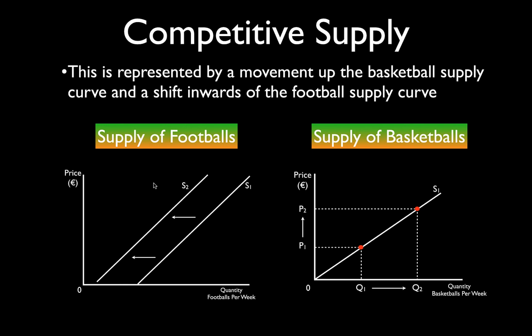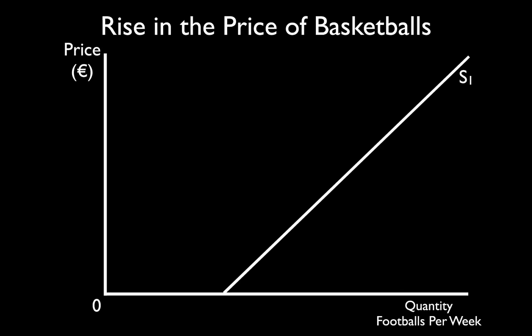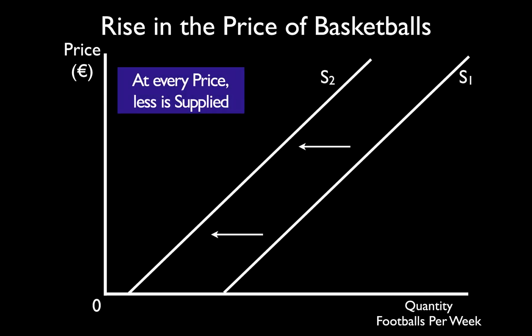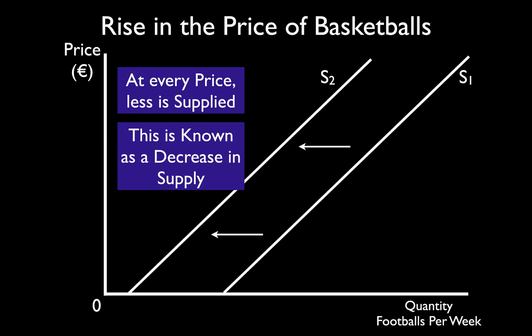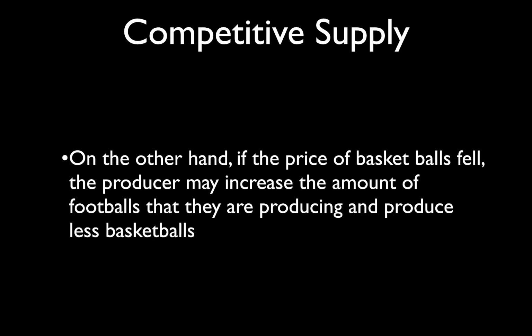Now, I hope that makes sense, guys. I really do. There's an inward shift in the supply curve of footballs as a result of an upward movement on the supply of basketballs. So this is the supply curve of footballs following a rise in the price of basketballs. And what we're saying here is that there is an inward shift in the supply curve of footballs. At every price, less is supplied, and this is known as a decrease in supply.